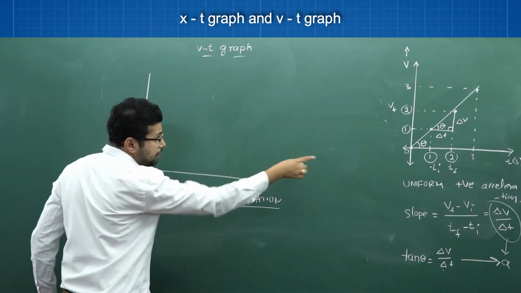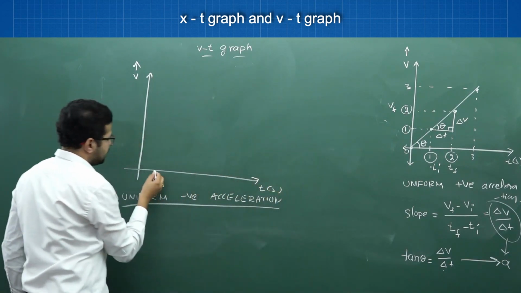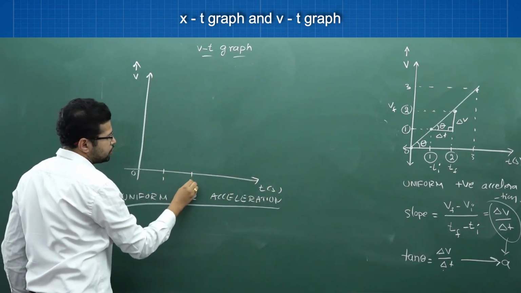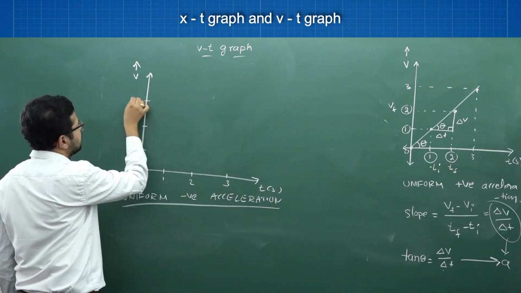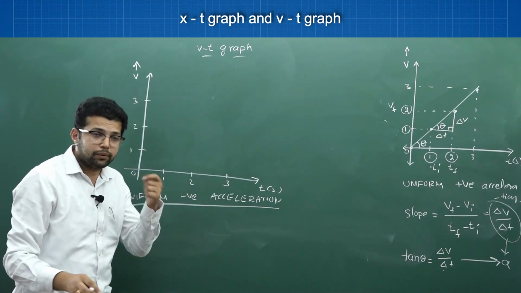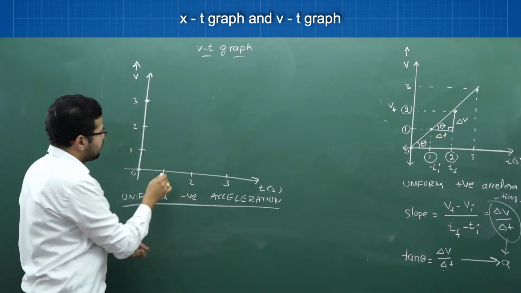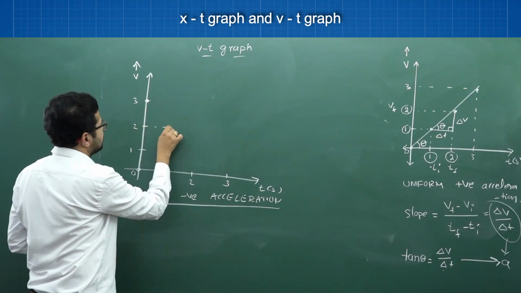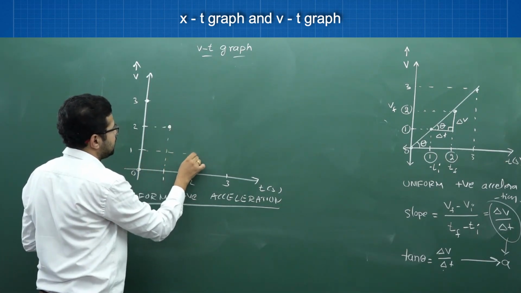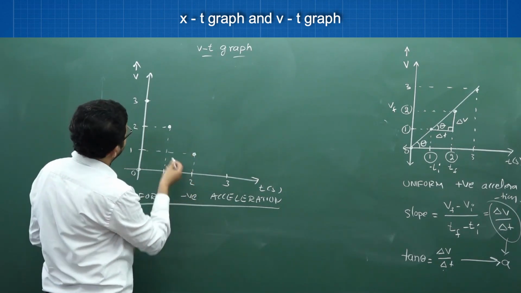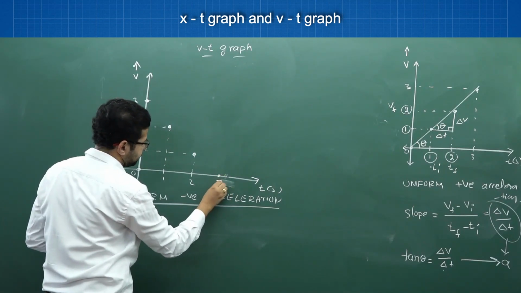Let me take the same example once again, so that it becomes easy for us to understand. Time is 0, 1 second, 2 seconds, 3 seconds. Say the object at t equal to 0 was initially moving with 3 meter per second. After 1 second, it is moving with a velocity of 2 meter per second. After another second, it is moving with a velocity of 1 meter per second. After one more second, its velocity has been reduced to 0. Say now this is the situation.